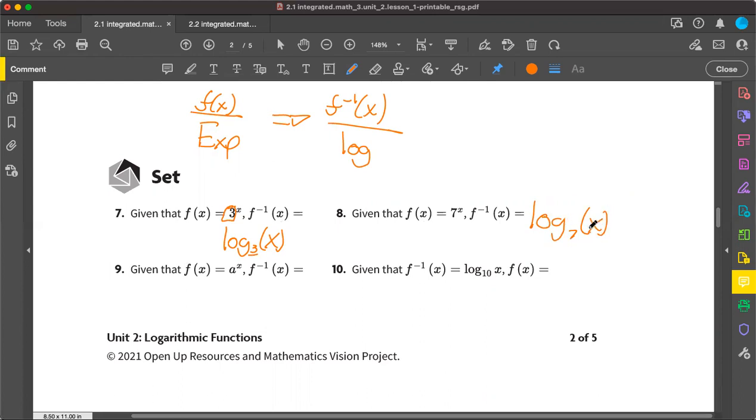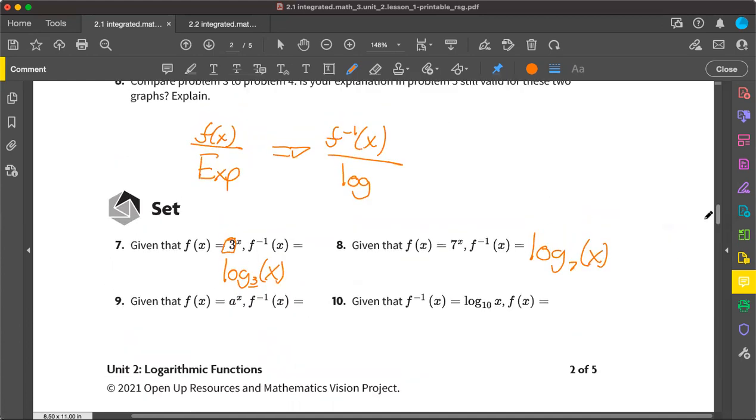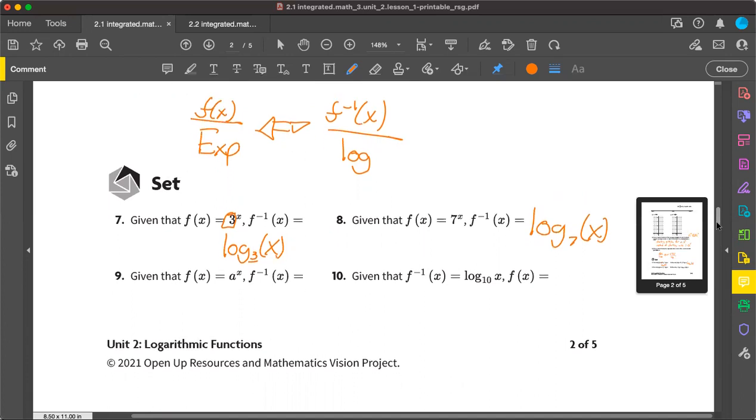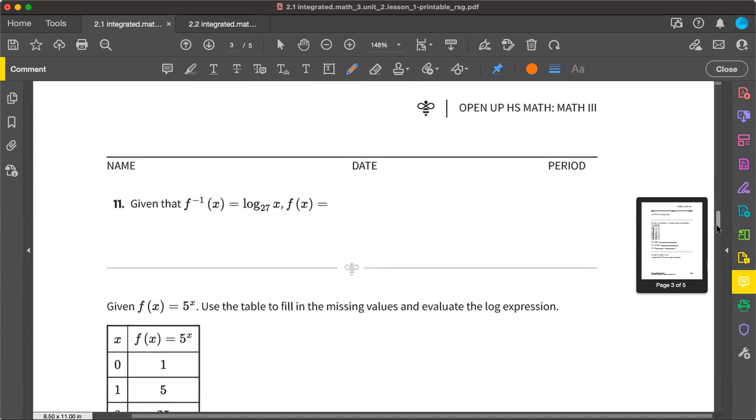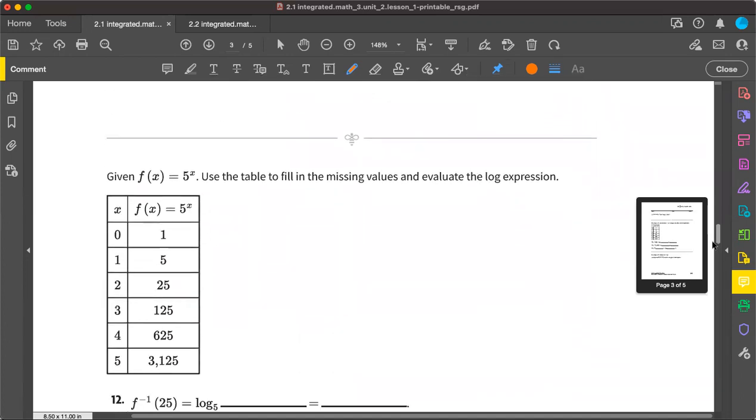Sometimes I'll use parentheses around x as the input. Sometimes I won't. Just be on the lookout for that. And I should note that these are vice versa. So if your normal function's log, inverse of that's going to be exponential. So that may help you with 10, maybe even 11.